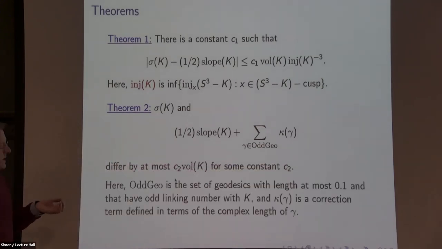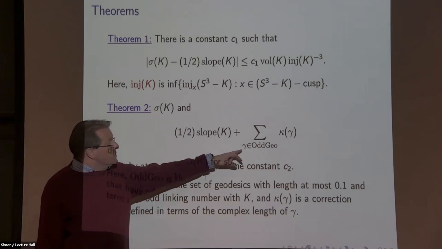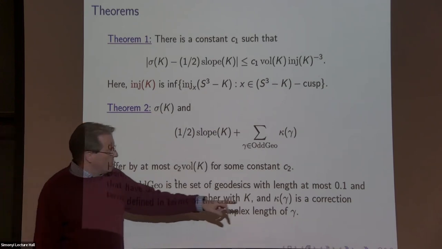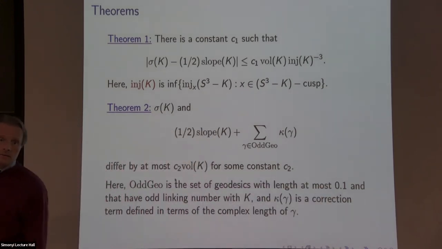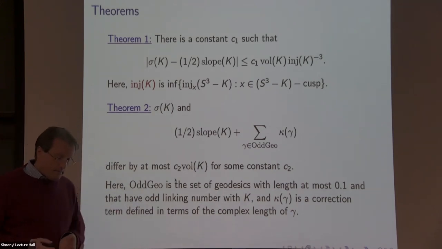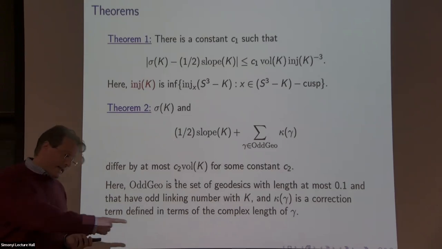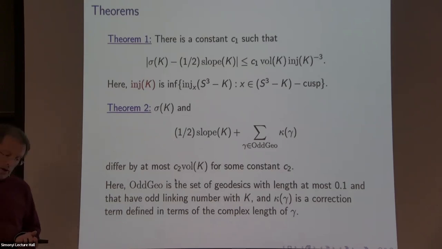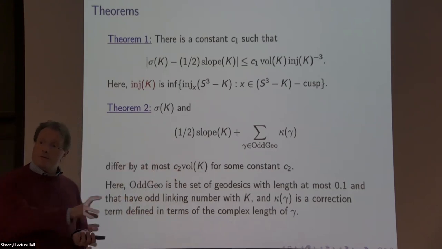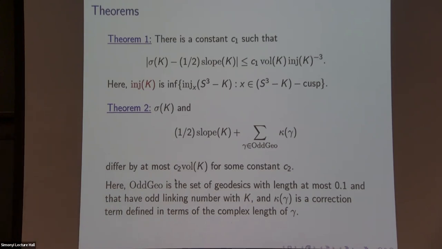So the correction term is where you look at all of the geodesics in the manifold with length at most some, I've put 0.1 here, that have odd linking number with the knot. And for each such geodesic, there's a complex length whose real part measures the length of the geodesic and whose imaginary part measures the twisting as you parallel translate along the geodesic. You get a rotational holonomy, which gives you the imaginary part.